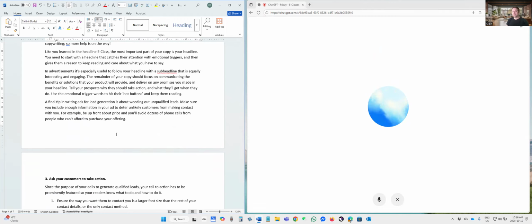In advertisements, it's especially useful to follow your headline with a subheadline that is equally interesting and engaging. The remainder of your copy should focus on communicating the benefits or solutions that your product will provide and deliver on any promises you made in your headline. Tell your prospects why they should take action and what they'll get when they do. Use the emotional trigger words to hit their hot buttons and keep them reading.